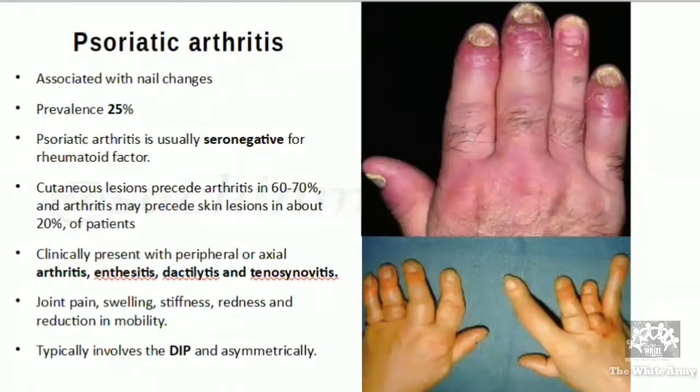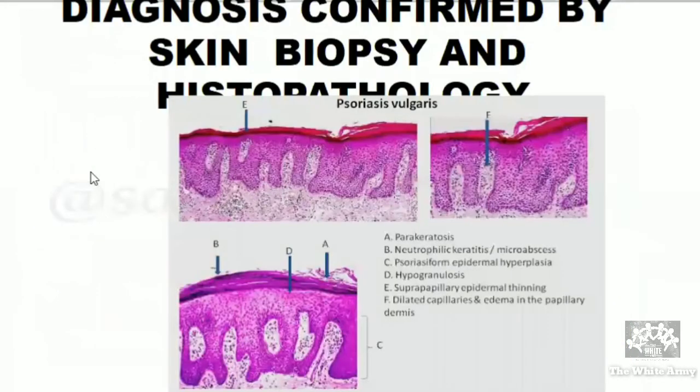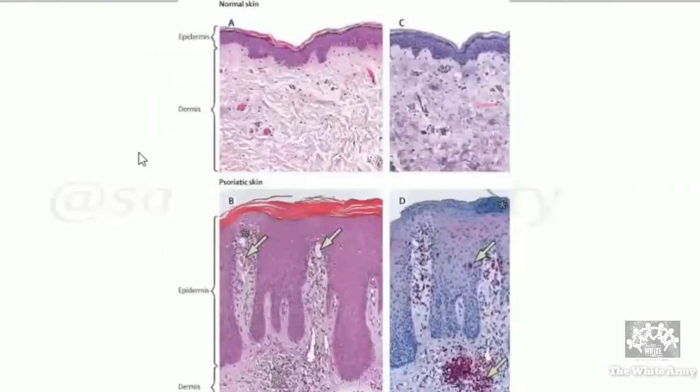Once you have a patient of psoriasis, you think clinically that it is psoriasis. So how do we confirm? Confirmation is by skin biopsy and histopathology. You take a small sample of the skin and do histopathological staining. So what do you see? I'll show the comparative picture.